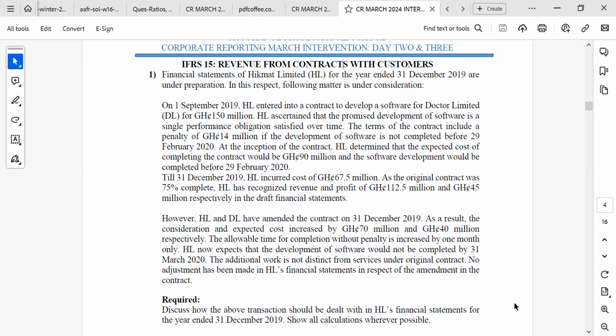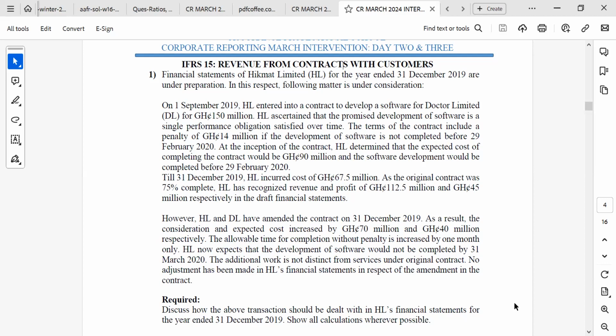As a result, the consideration and the expected cost increased by 70 million and 40 million respectively. The allowable time for completion without penalty is increased by 1 month only. And HR now estimates that the development of software will not be completed by 31 March 2020. The additional work is not distinct from service under the original contract. No adjustment has been made in HR financial statement in respect of the amendment in the contract.